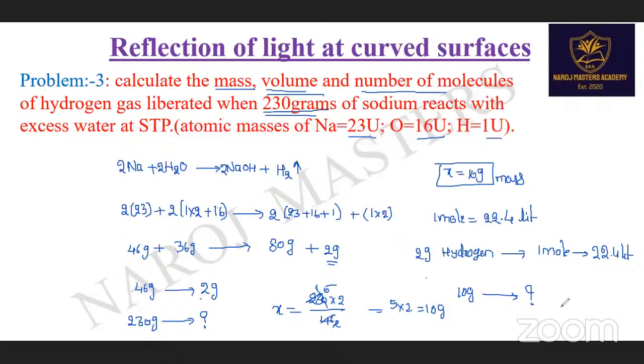Do the cross multiplication again. X is equal to 10 into 22.4 by 2. So this is 224 by 2, that is equal to 112 liters. So the volume is 112 liters.